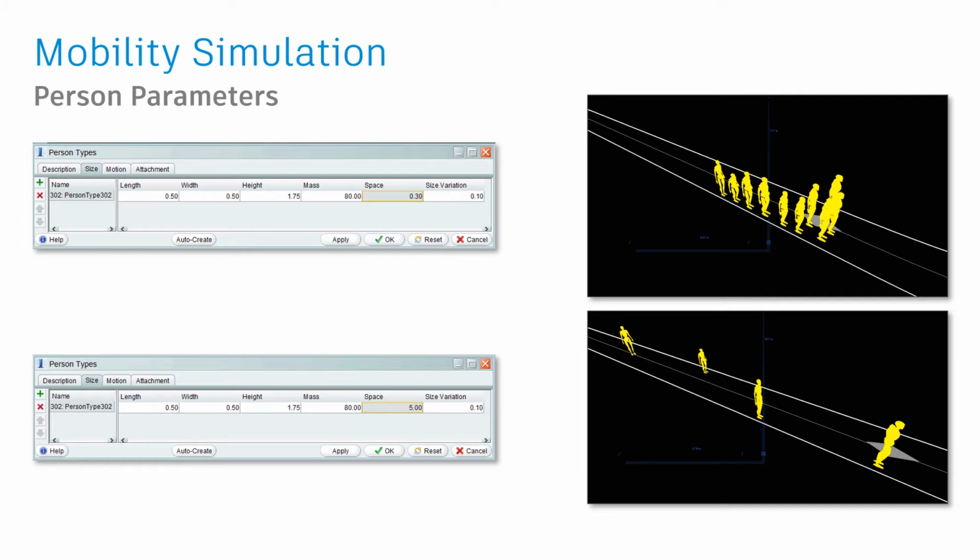However, if we look at the example below where we've increased the spacing to 5 meters, then the agents are spaced out appropriately, and they will try to maintain that as they're traveling around the route.